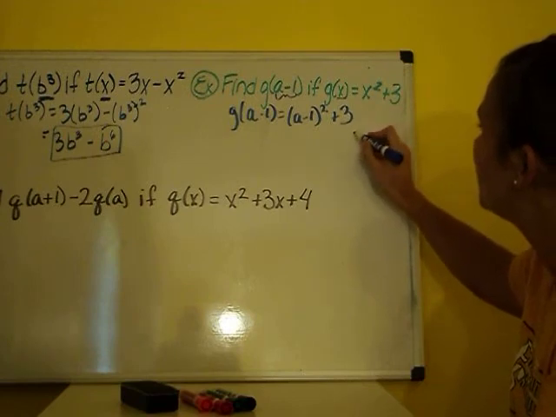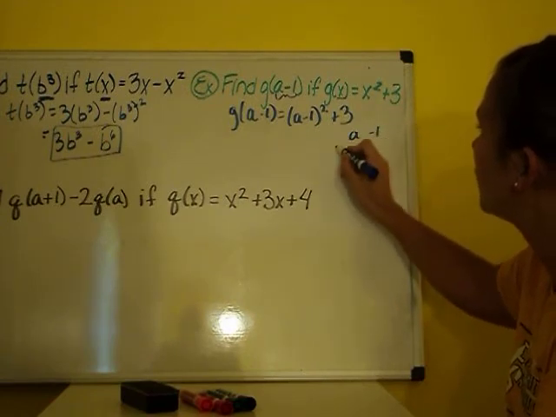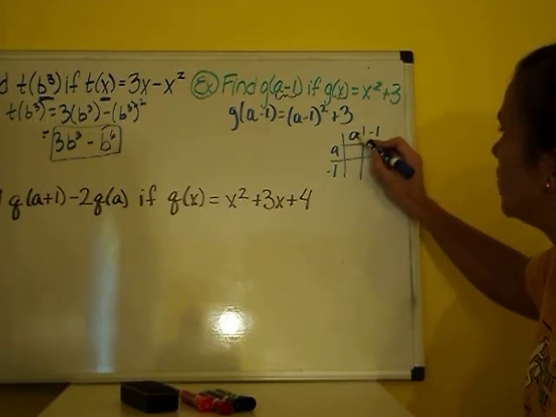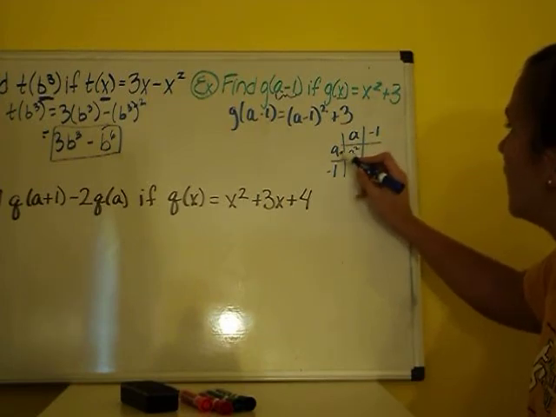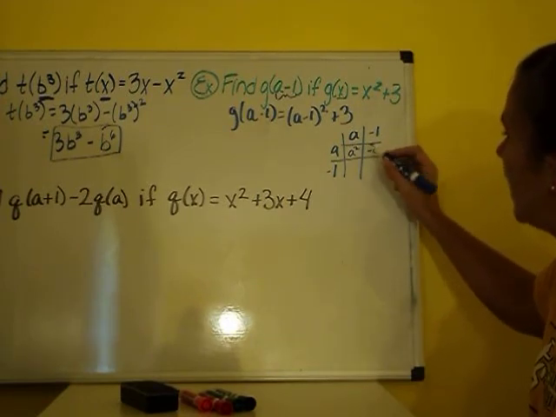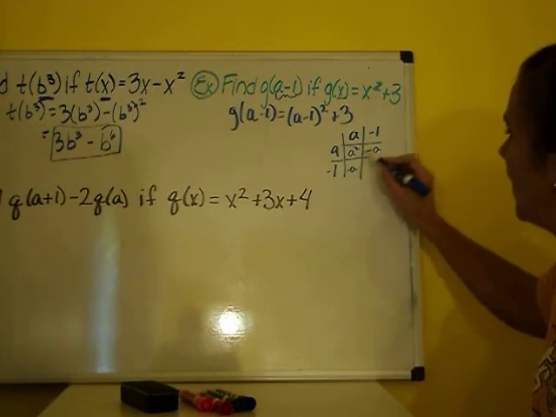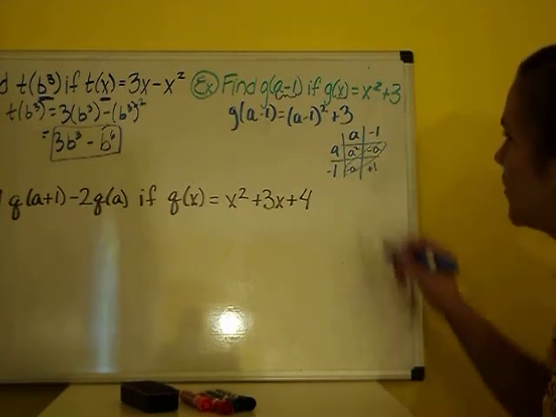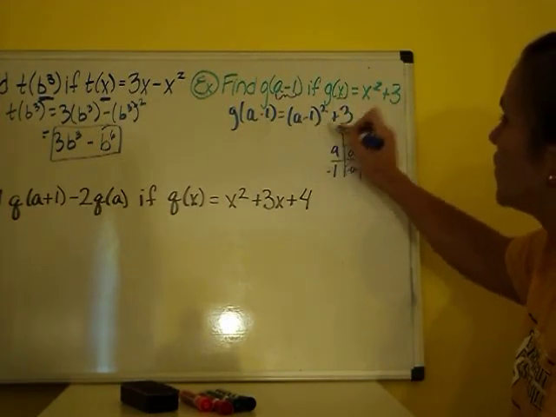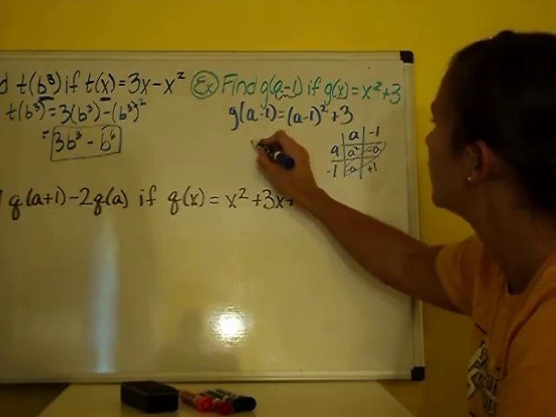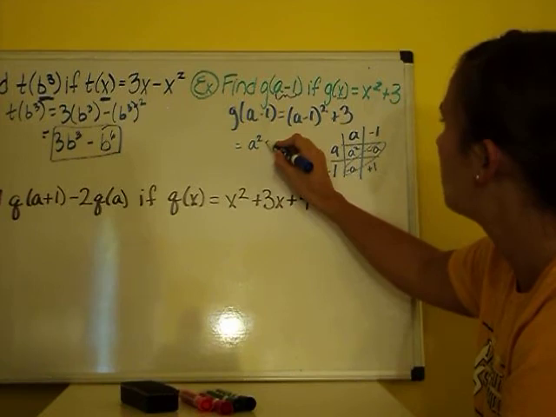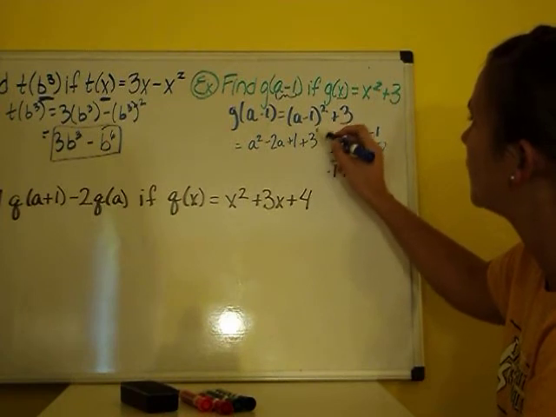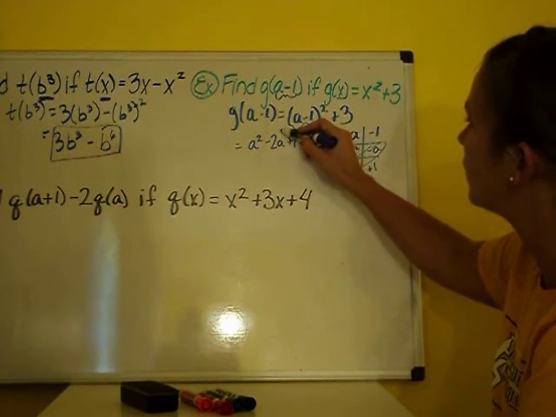So if we love our 2 by 2 charts, we're going to have a negative 1, a negative 1, and we're going to distribute both parts to both parts. So a times a is a squared, a times negative 1 is negative a, a times negative 1 is negative a, negative 1 times negative 1 is positive 1. Combine like terms. So a minus 1 squared is a squared minus 2a plus 1. And then we have this plus 3 left over. Okay, so this guy right here equaled this guy.